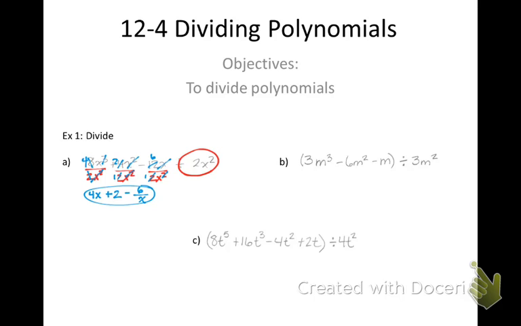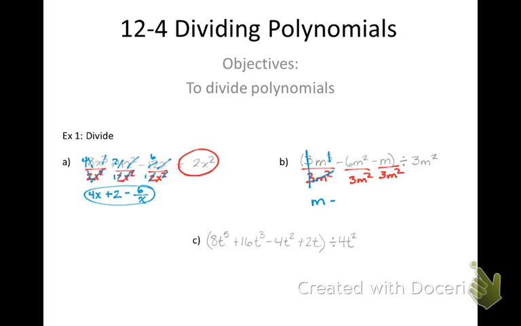Okay, B, what am I going to divide by? 3 what? M squared. M squared. Divide 3 and 3, which would make 1. And then m squared is my smallest, so that bottom one goes away, and the first one, it's going to be m on the first one.